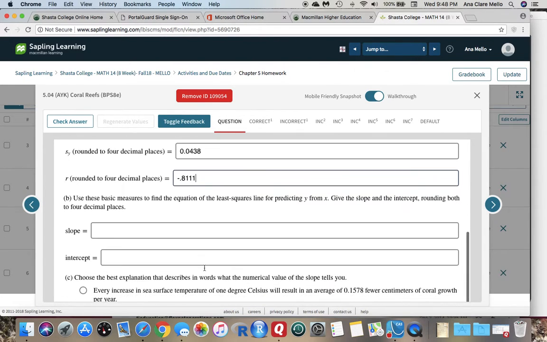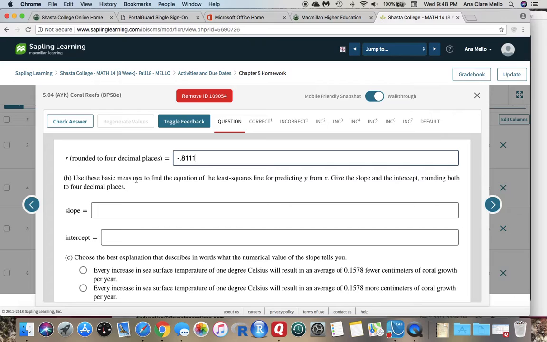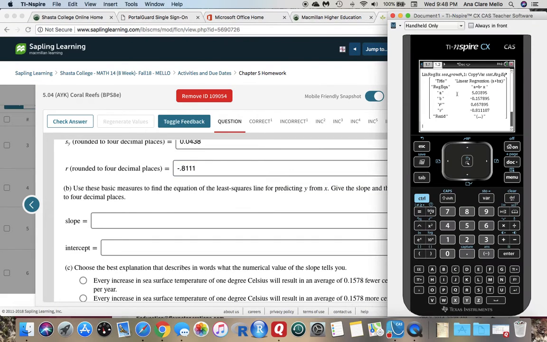Okay. Then it says use these basic measures to find the equation of the least squares regression line. Now remember, this is not using A and B here. They want us to use the fact that B is equal to R times Sy over Sx. I don't know if you guys can see that right there.